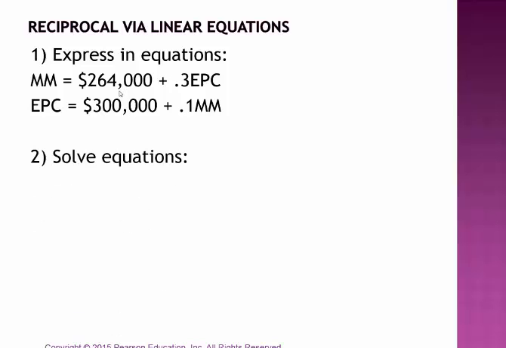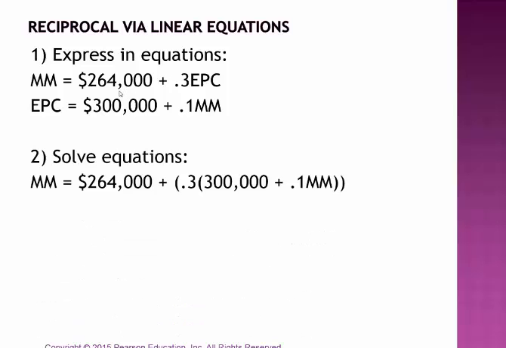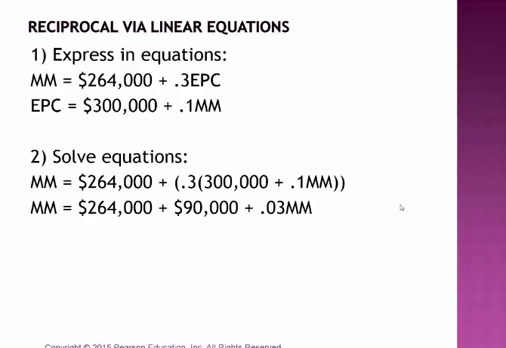Alright, so using these equations we can solve. Using algebra, starting with materials management, let's plug in the formula from EPC into this area. Alright, so 264,000 plus 0.3 times EPC. And EPC is 300,000 plus 0.1 of materials management. Alright, using algebra we can continue to solve. Materials management equals 264,000 plus 90,000. That's the 0.3 times 300,000. And then 0.3 times 0.1 MM means 0.03 MM.